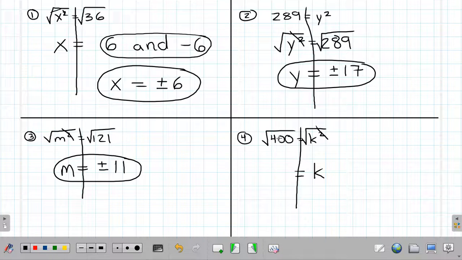Well, square root of 400. This is actually pretty easy. If you're clever about it, it's actually a pretty easy thing to think about. So what number times itself equals 400? Well, that's actually 20.